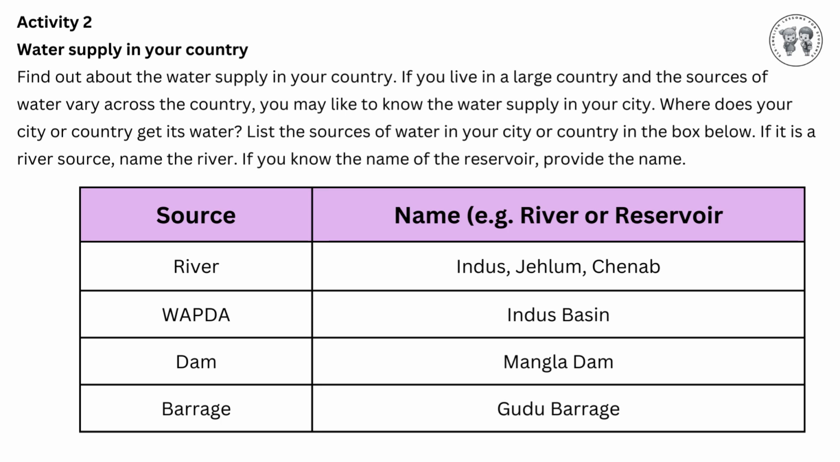River Indus, Jhelum, Chenab, Indus Basin. Dam: Mangla Dam. Barrage: Guddu Barrage.